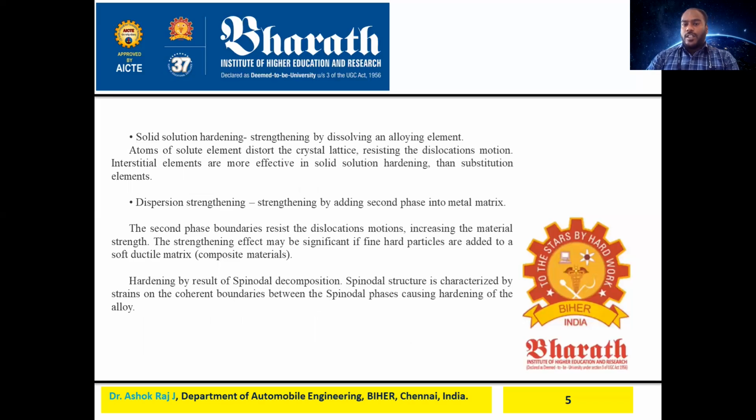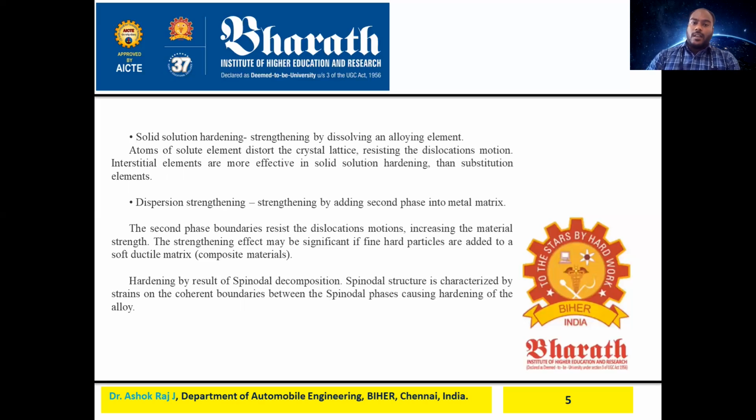Next is solid solution strengthening. I already told you what a solid solution is. When two different metals are added for alloying purposes, the microstructure under the microscope should look like a single, pure alloy structure. That is a solid solution. In solid solution strengthening, the strengthening happens by dissolving alloying elements. Atoms of the solute element distort the crystal lattice and resist the dislocation motion.